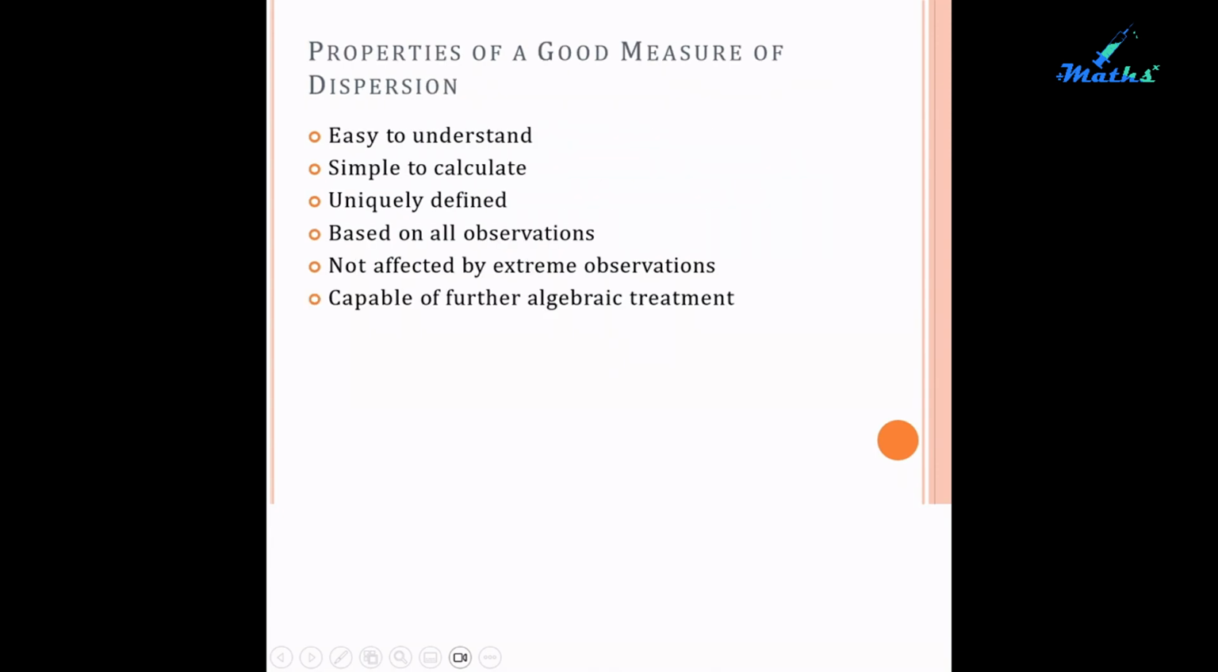And what are the properties of a good measure of dispersion? First, it's easy to understand. Next, it is simple to calculate. It's uniquely defined, it's based on all observations, and it is not affected by extreme observations. And the last is that it is capable of further algebraic treatment.